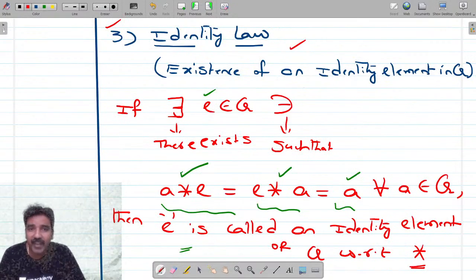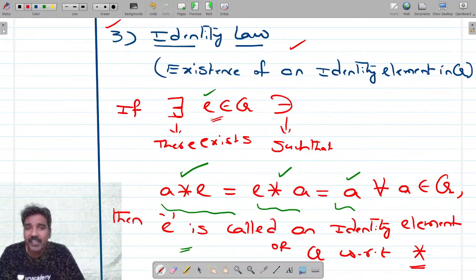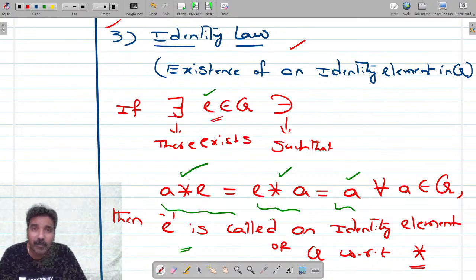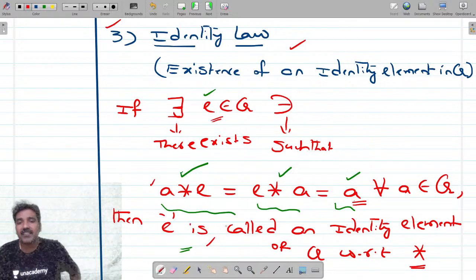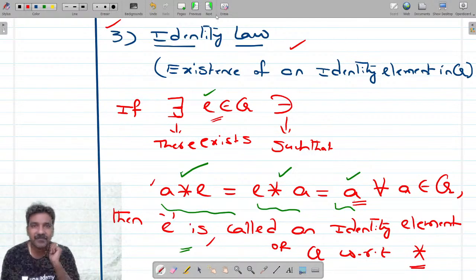Identity law. So you should be able to identify one element E of G such that when you operate that element with every element of that particular set, you should get back the same. I will give examples within short span of time. In that case, E is called an identity element of G with respect to star.